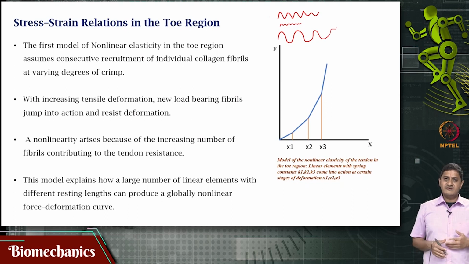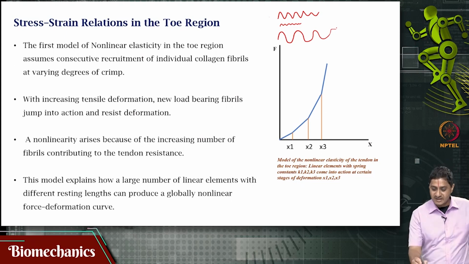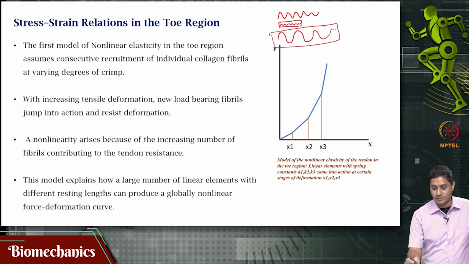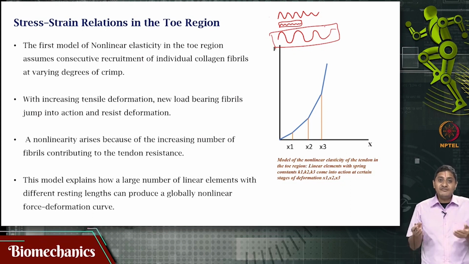So, at the level of microfibril and at an even more macro level, you are going to have recruitment that happens at different resting lengths, because uncrimping is going to happen at different lengths, is it not? Because this one is going to have a different length at which it is going to uncrimp when compared with the third one, for example. So, as deformation increases, new load bearing fibrils are recruited and they jump into action and start resisting deformation.